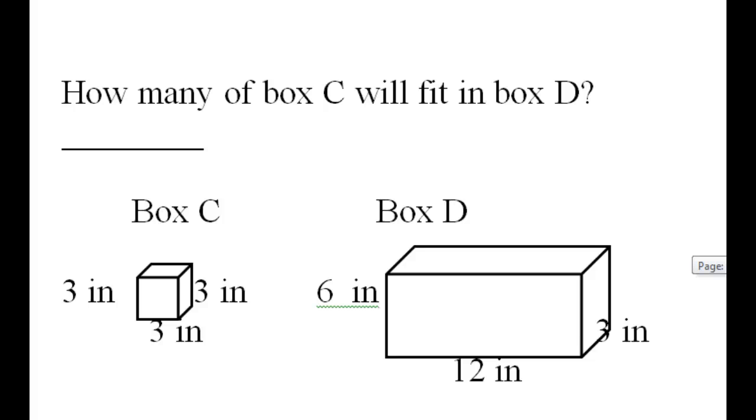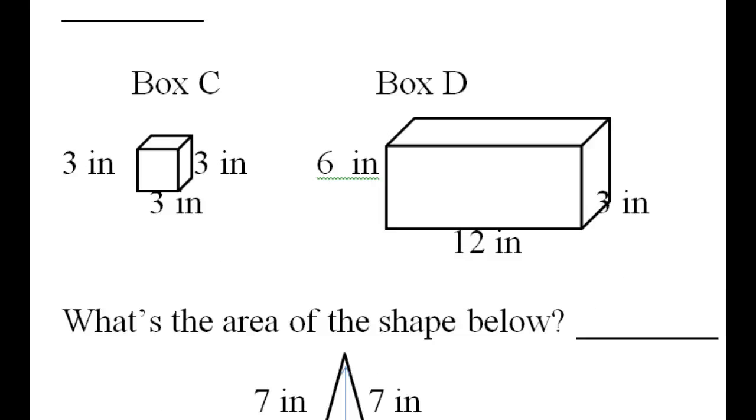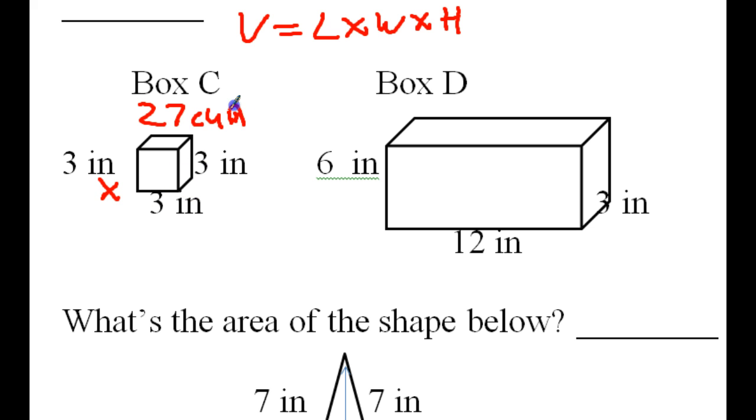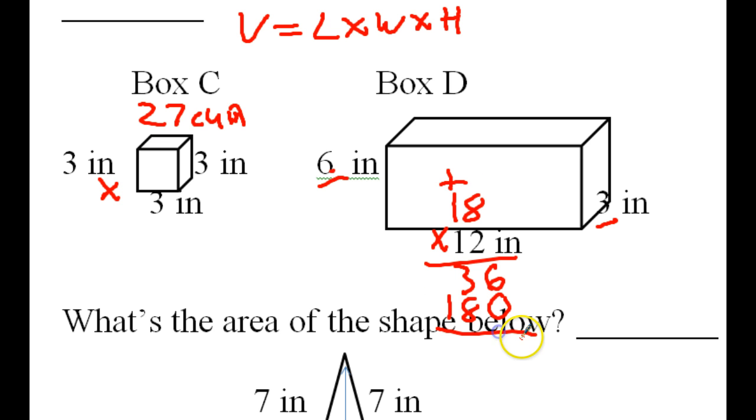How many of box C will fit in box D? All right. This is a volume problem. So box volume equals length times width times height. So the volume of box C is 3 times 3 times 3. Well, 3 times 3 is 9 times 3, 27. So this takes up 27 cubic inches. Come over to box D, which is quite a bit bigger. I'm going to take the two smaller numbers first, I think. 6 times 3 is 18. Then we got 18 times 12. 36 on top. 18. 216.